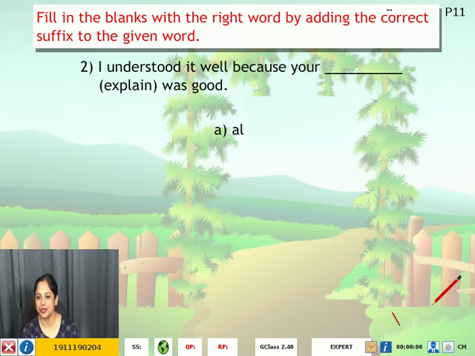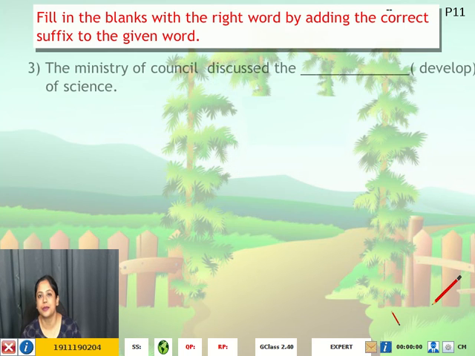Again, I understood it well because your dash was good. Now, the verb here is explain. We have two options, all and ion. Now, it is really easy, right? Very simple. Which is the suffix we'll use here with the verb explain? The suffix we'll use is ion. That means explanation. Okay? Explain, explanation.